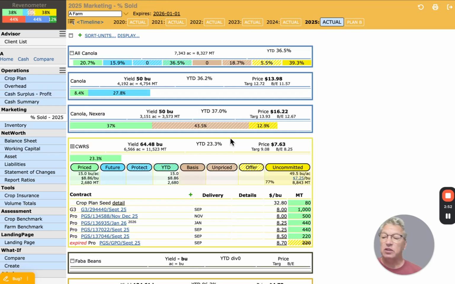The next is percent sold. Percent sold is where you enter contracts and manage your exposure to risk of the markets. Reduce your market risk by taking on flat pricing, futures positions, basis levels, or options. Here you can see at what level you are.